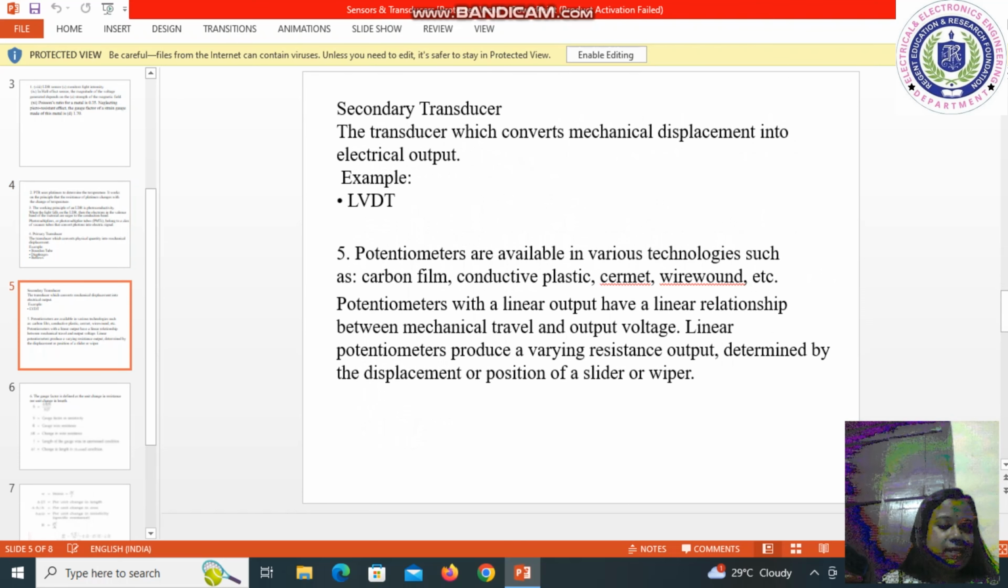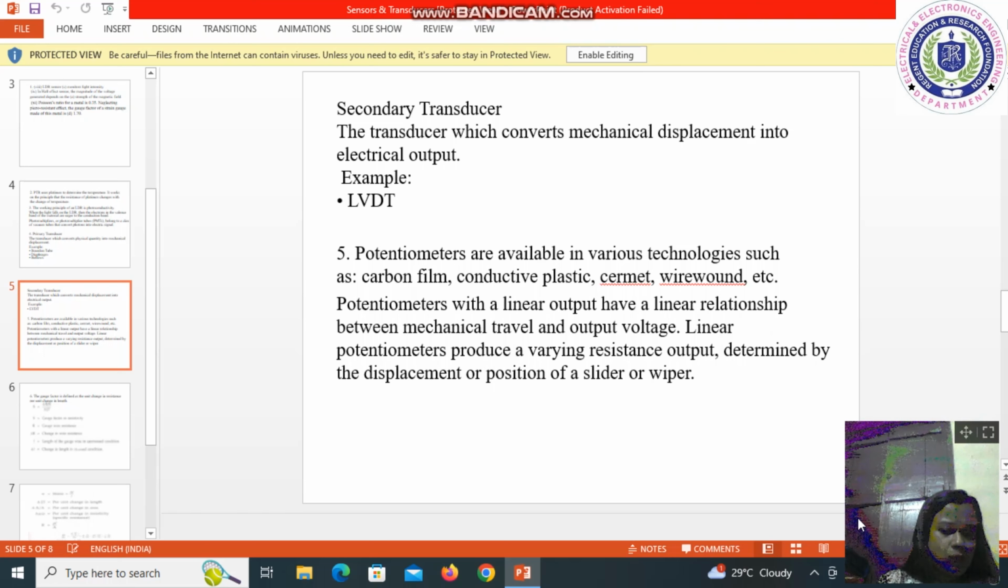Next part, that is the secondary transducer. The transducer which can convert mechanical displacement into electrical output is known as a secondary transducer. The output of the primary transducer is converted into a useful signal by the secondary transducer, and it is basically an electrical device. An example of a secondary transducer is the LVDT, linear variable differential transformer.